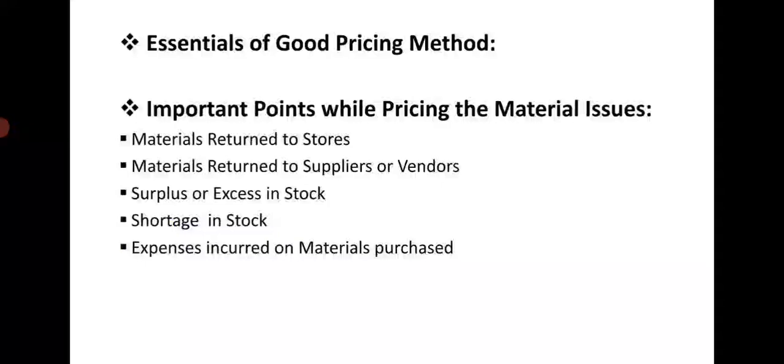So fifth one is expenses incurred on material purchased. Sometimes expenses are incurred on purchase of materials such as freight, carriage, octroi, etc. They should be added to the cost of material and a new purchase price should be calculated.